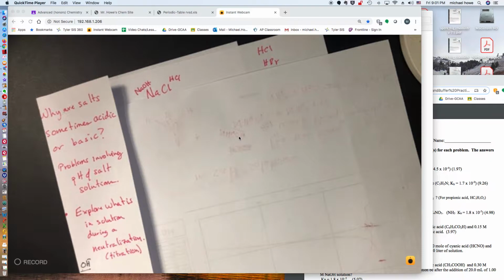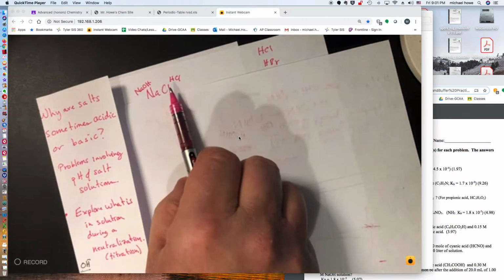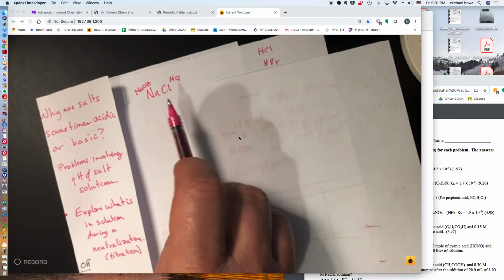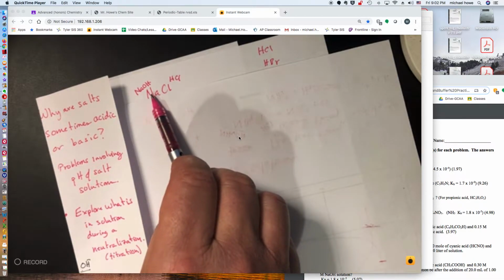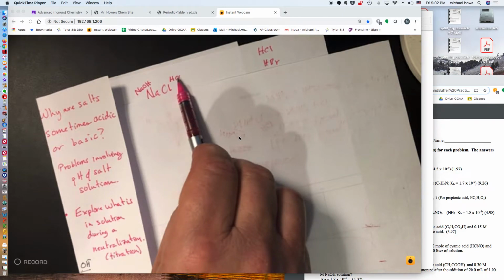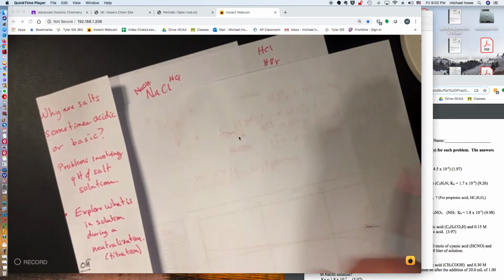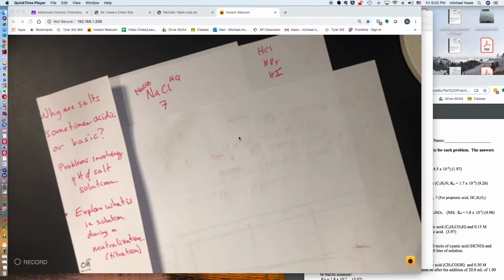When we look at salt solutions, we know that salts come from the cation of a base and the anion of an acid. And so if the cation came from a strong base and the anion from a strong acid, then we know the resulting solution pH we'd expect to be 7.